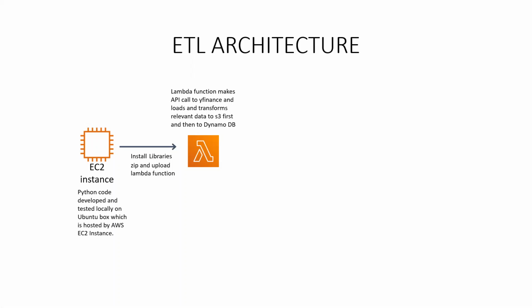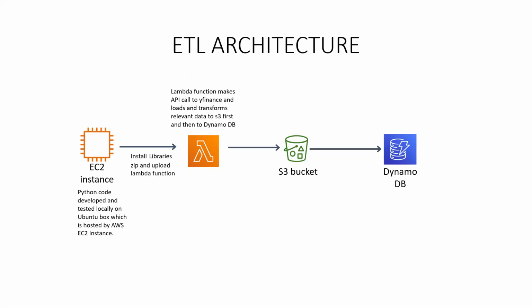And this Lambda function makes an API call to Yahoo Finance and loads and transforms the relevant data to the S3 bucket, first in the form of a CSV file, and then that data gets picked up and it's loaded to the DynamoDB database. And this is the pipeline that I have followed.